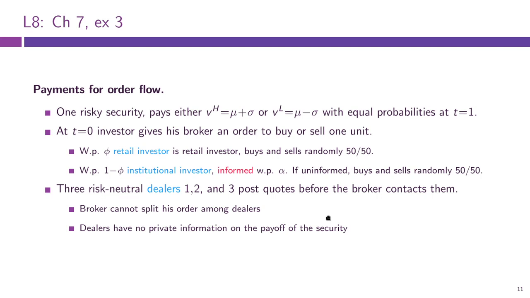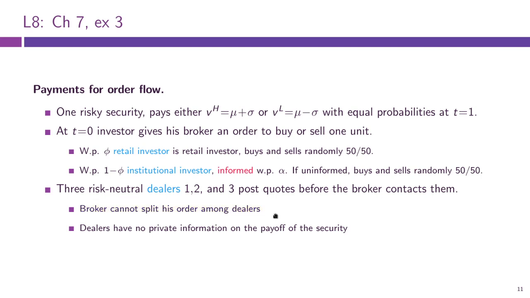Now we have three risk-neutral dealers in the market. We'll label them as 1, 2, and 3. They post the quotes before the broker contacts them. They do behave strategically. The book says that the broker cannot split his order among dealers. And I'm not sure why this matters, because we have just one unit to trade anyway. So I guess it's a simplifying assumption to avoid those mixed strategies when you split this one unit from one trader.